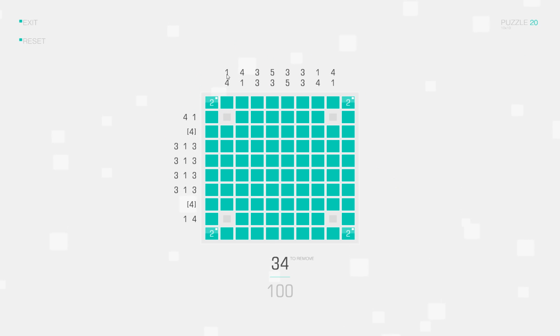Now in this column we have a 1 and a 4. The 4 cannot be here, so we remove this. The 2 has to go up here, and we remove that.